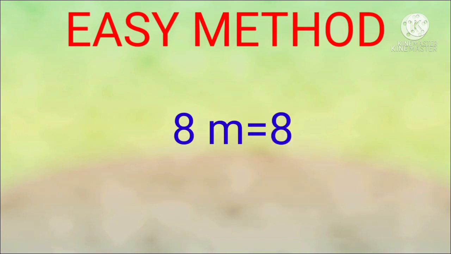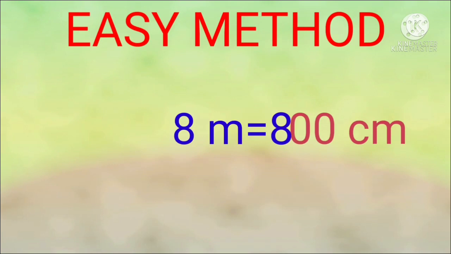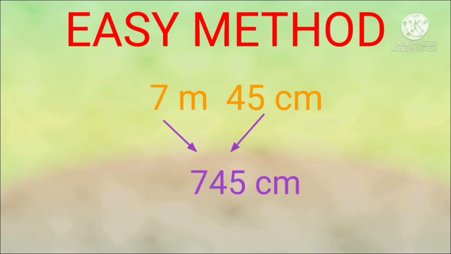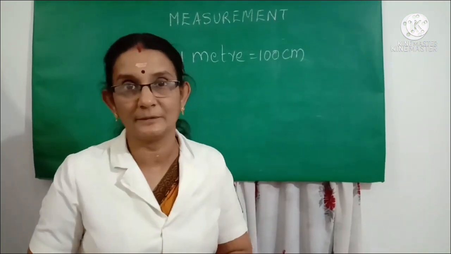Now let us use an easy method to convert meter into centimeter. For example, you have 8 meter. Put 2 zeros to the right and you get the answer as 800 centimeter. So we have converted meter into centimeter. That was easy, no, children? Now to convert 7 meter 45 centimeter into centimeter, what we have to do is to put the numbers together and write it as 745 centimeter. So we have done the conversion. You have learned how to convert meter into centimeter.